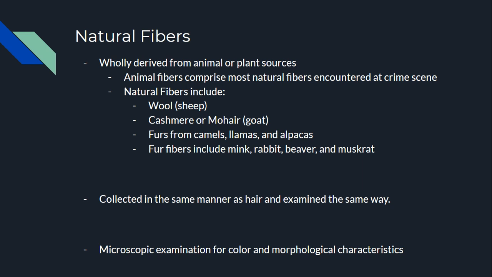And natural fibers include anything from wool, which comes from sheep. You have cashmere or mohair, which comes from goats, furs from camels, llamas, and alpacas, and then even stuff like mink, rabbit, beaver, and muskrat. These are collected in the same manner as hair, and they are examined the same exact way. The only difference is that we are looking for, is it natural? Is it manufactured? And then taking it into what is the chemical composition of the dye.